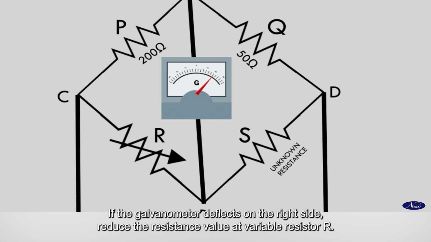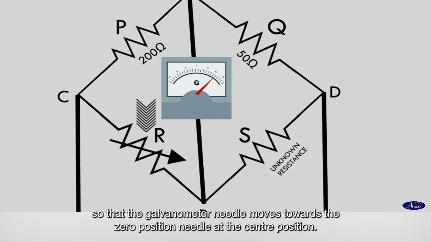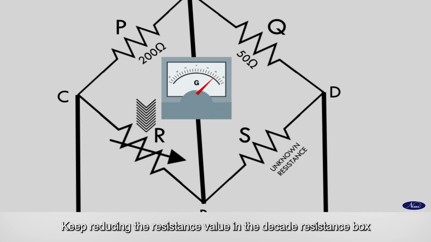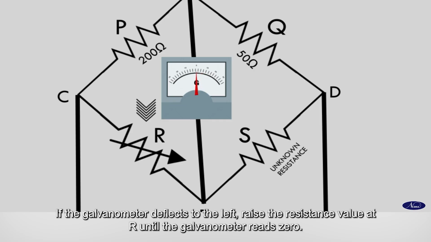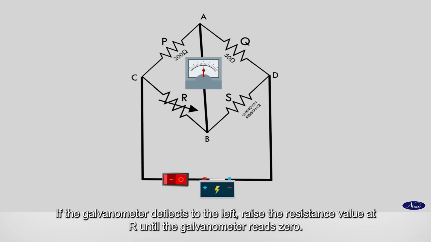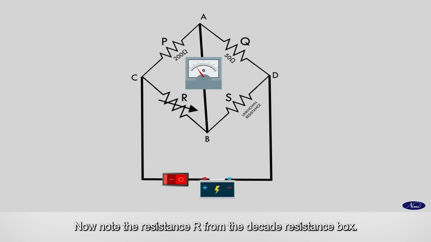If the galvanometer deflects on the right side, reduce the resistance value at variable resistor R so that the galvanometer needle moves towards the zero position, the center position. Keep reducing the resistance value in the decade resistance box until the galvanometer needle reaches the zero position exactly. If the galvanometer deflects to the left, raise the resistance value at R until the galvanometer reaches zero.